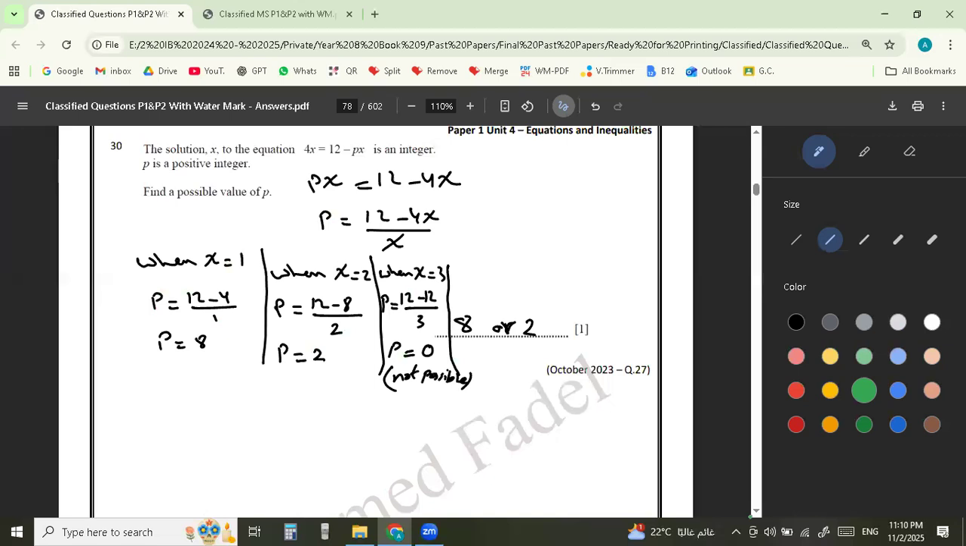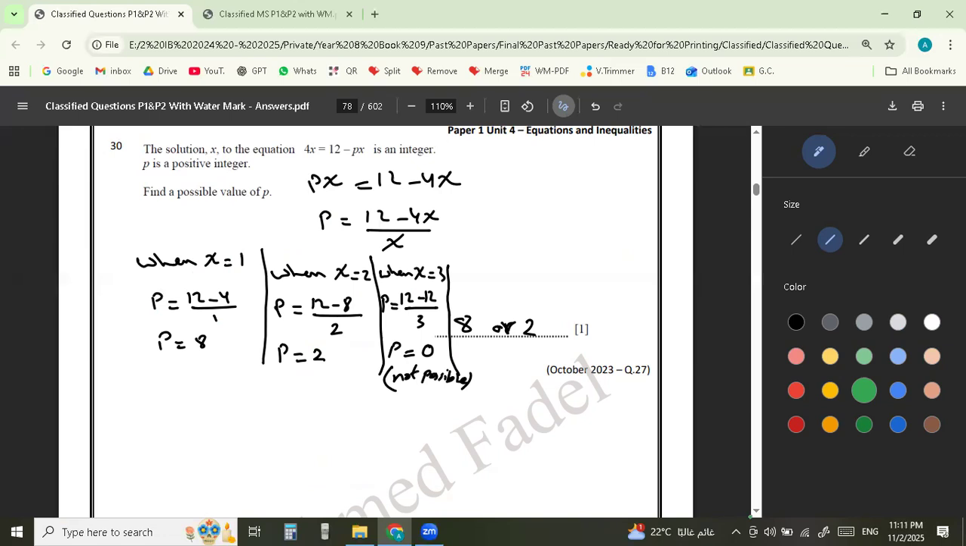Here in this equation, they're saying to you the solution x to the equation 4x equals 12 minus px is an integer. It is an integer, which means it could be positive, could be negative, could be 0. And they're saying to you that p is a positive integer. P has a positive value. Find a possible value of p. They want us to find a value for p.